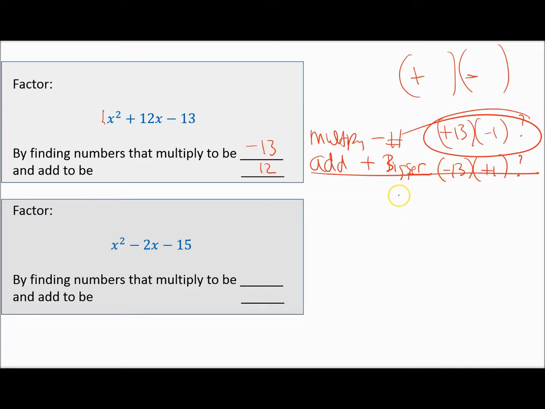So once you find your two numbers, it's simply just x plus 13 times x minus 1. And again, I encourage you to multiply that out and check it.